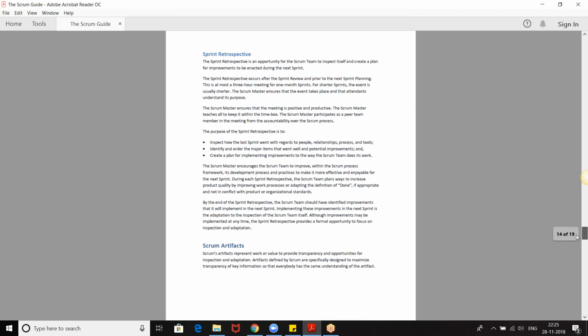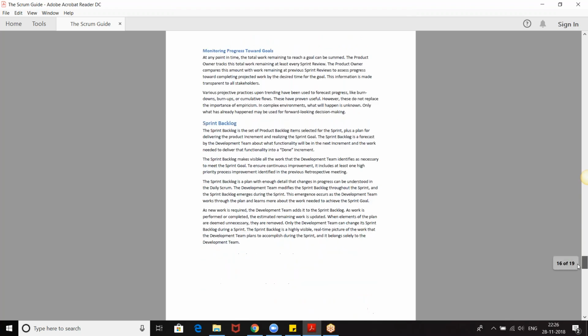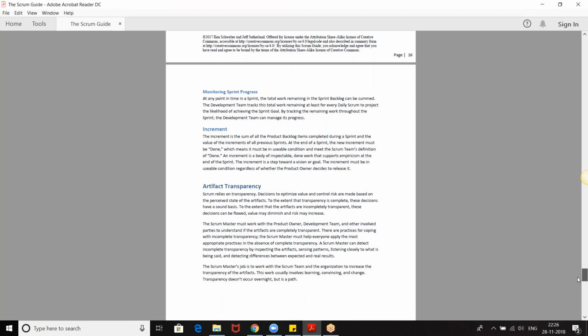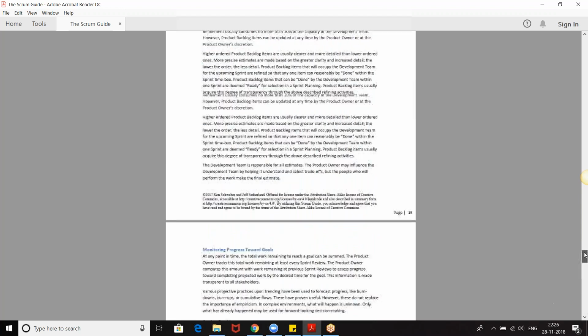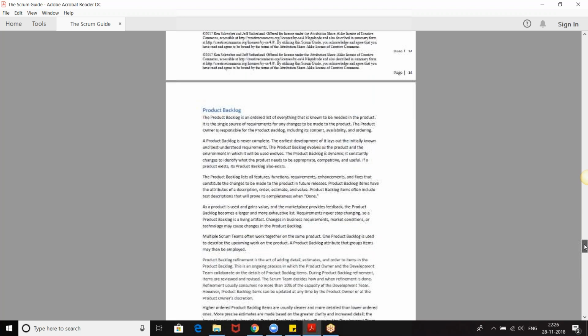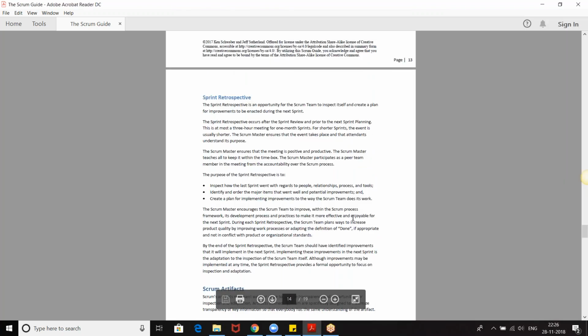We have sprint artifacts: product backlog, sprint backlog, and increment and definition of done. So by the coming Friday, before the 7th, we should be done with the course.